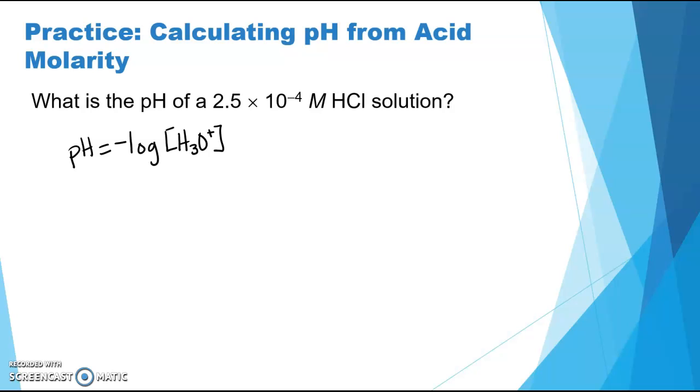So you might be looking here and going, well, they didn't tell me the hydronium ion concentration. Actually, they did, because hydrochloric acid is a strong acid. And remember, when we talk about strong versus weak acids, what we're really talking about is the reversibility of the reaction, the degree to which the forward reaction occurs, or the percentage to which they dissociate. Depending on how you look at it, we're all saying the same thing.